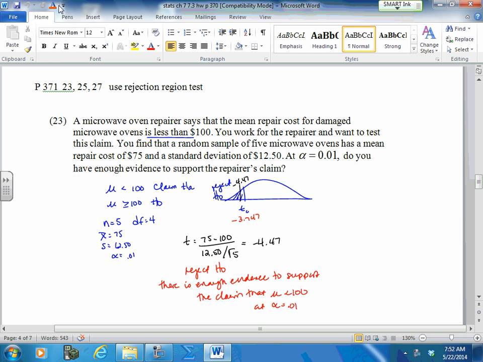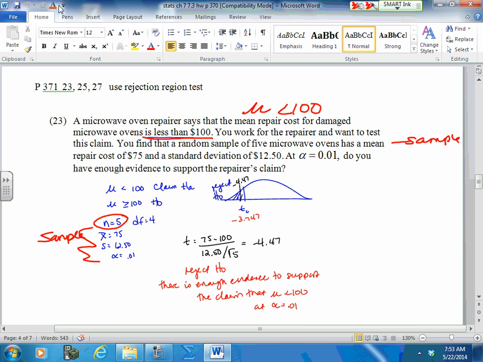So the first one said, an oven repairer says that the mean cost is less than, so mean less than 100. There's his claim. You work for the repairer and you want to test this claim. So here's your sample information. Here's your sample. You test what he says about the population with your sample. So you pull out your sample information. Always pull these things out. It makes it so much easier. Here's my sample. So now I know exactly where my sample came from. Look at n. n is 5. You only did 5 of these things.